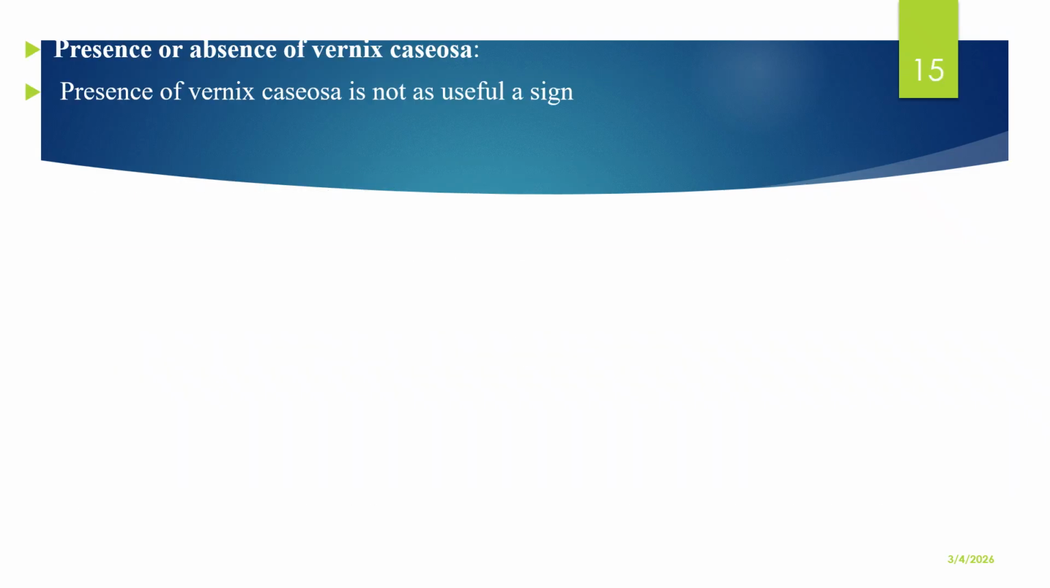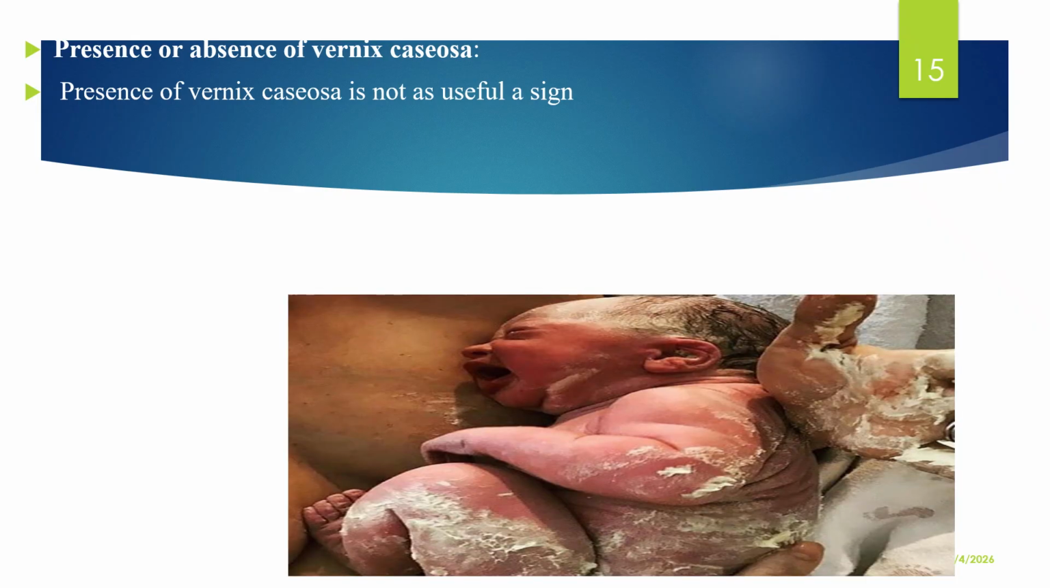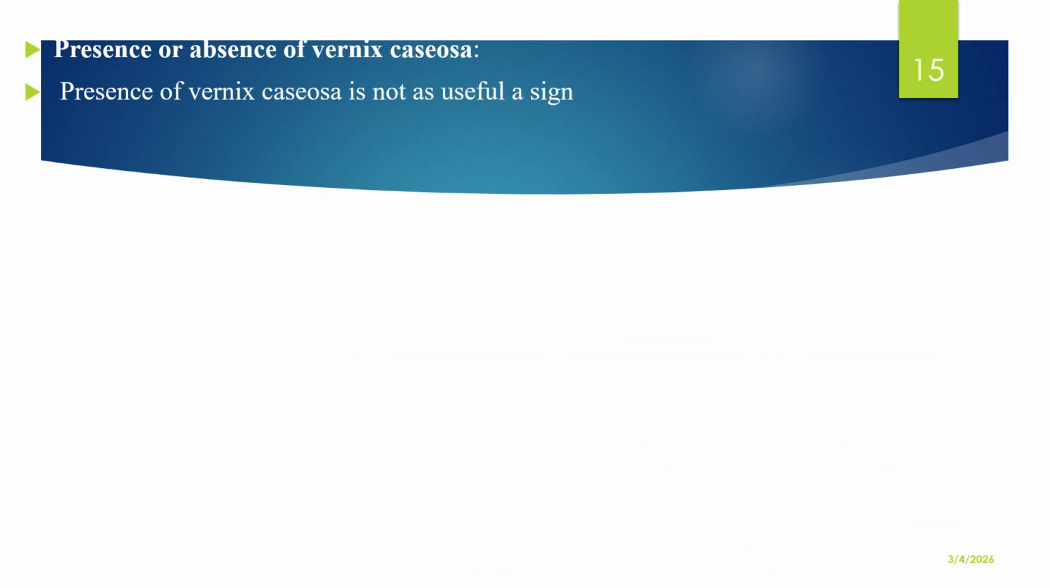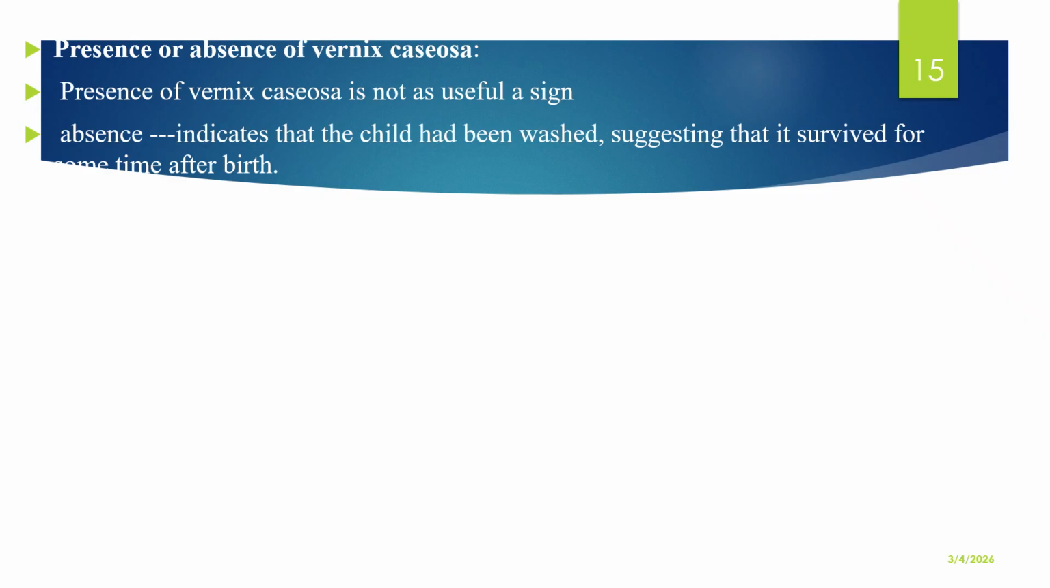Then presence or absence of Vernix caseosa, the whitish material that you see covering the whole body of the baby, that is the vernix caseosa. Presence of vernix caseosa is not as useful a sign, but still you have to note that finding also. Absence will indicate that the child had been washed, suggesting that it survived for some time after birth.